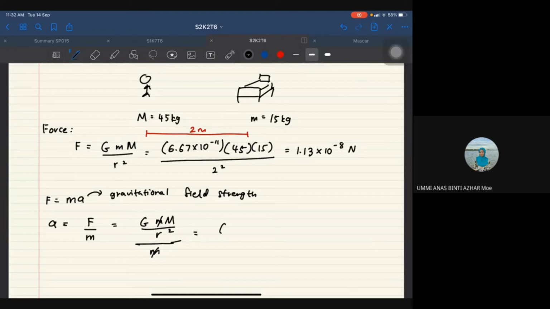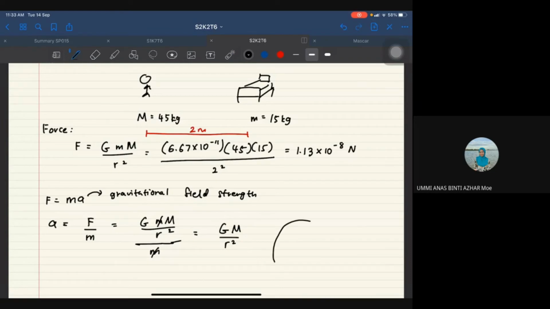So you get GM over R square. So this is the equation that represents the gravitational field strength of a certain object. Okay, the question is, kamu nak pakai mass yang mana? Okay, so if you just want to use this formula, let's say in the exam it says calculate the gravitational field strength of the earth, mass ni kena pakai mass of the earth.